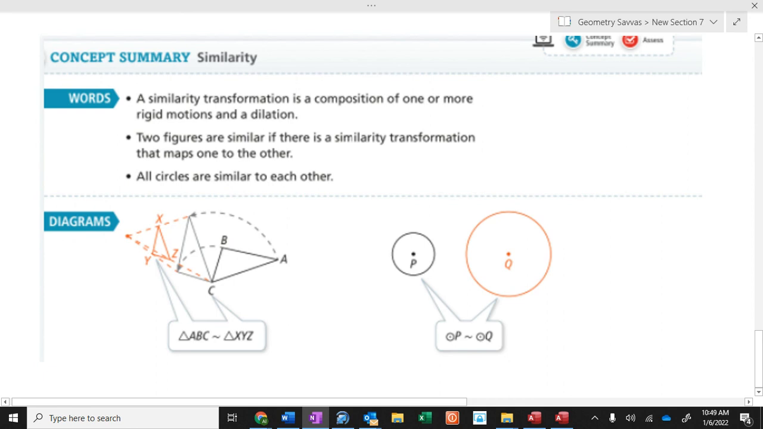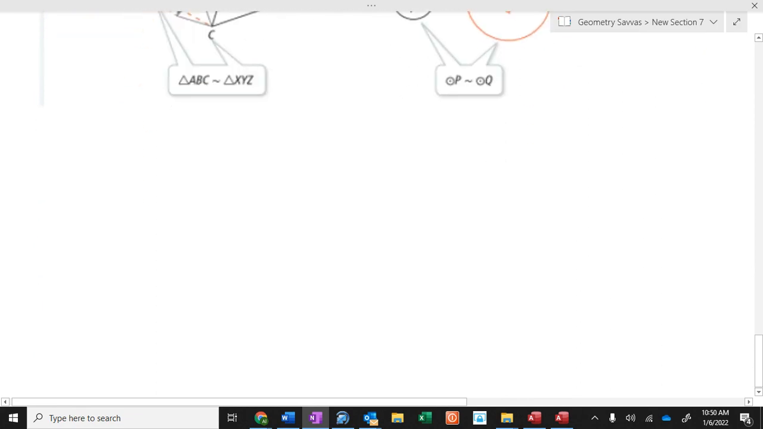All circles are similar to each other because they're just a dilation and a translation. You just dilate them to the same size and move them on top of each other, and yeah. So no matter what the size of the circle is, they're always, always, always similar. Circles are always similar to each other.